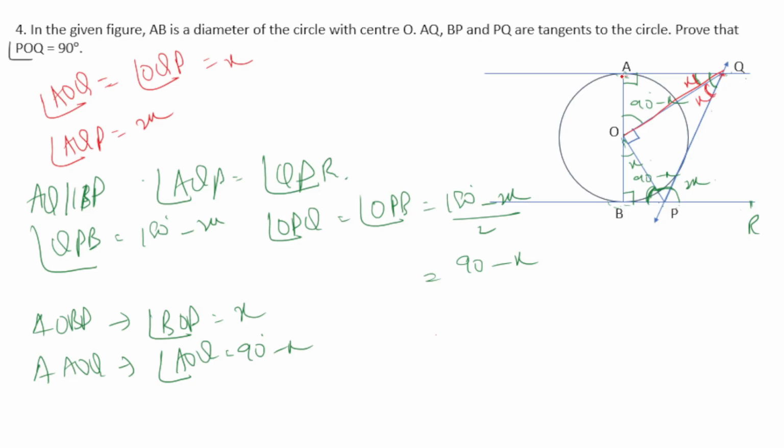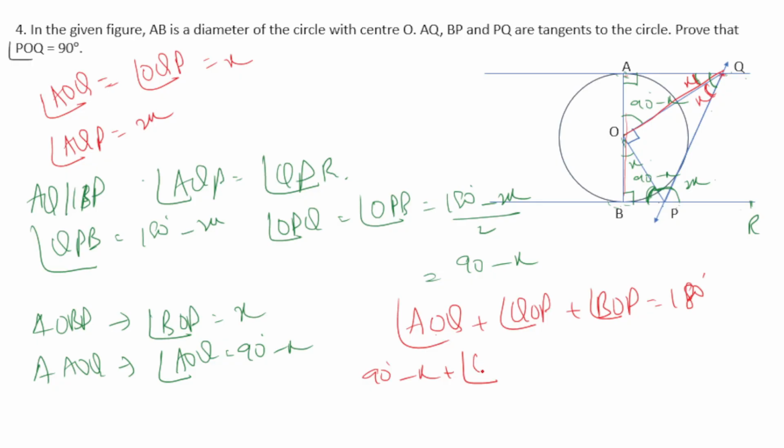And AOB is a straight line. It is a diameter. So angle AOQ plus angle QOP plus angle BOP is equal to 180 degrees because it is a straight line. So what is angle AOQ? It is 90 degrees minus x, plus angle QOP, plus angle BOP which is x, is equal to 180 degrees. So here x and minus x will be cancelled. So angle QOP will be 180 degrees minus 90. It is 90 degrees. So angle POQ is 90 degrees.